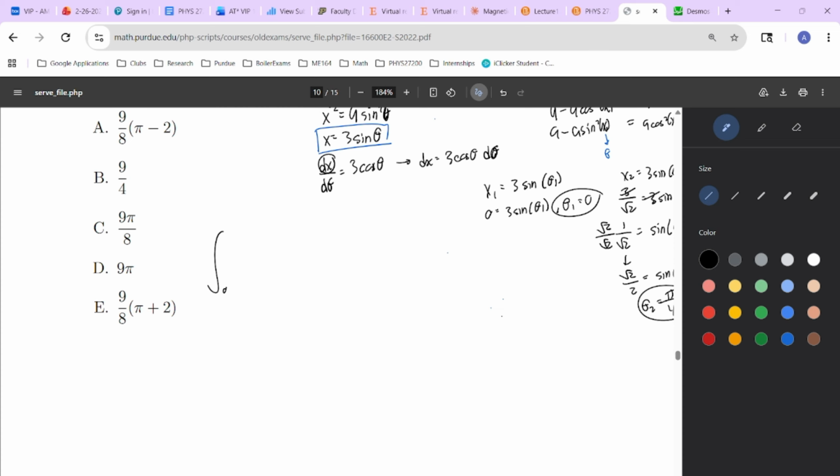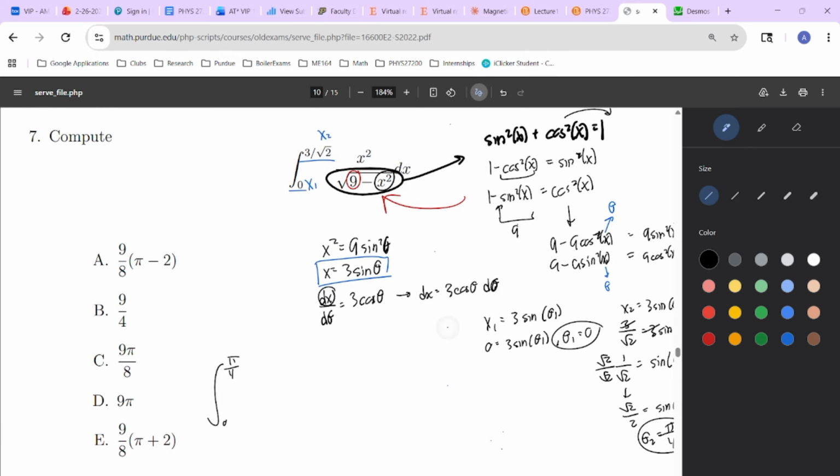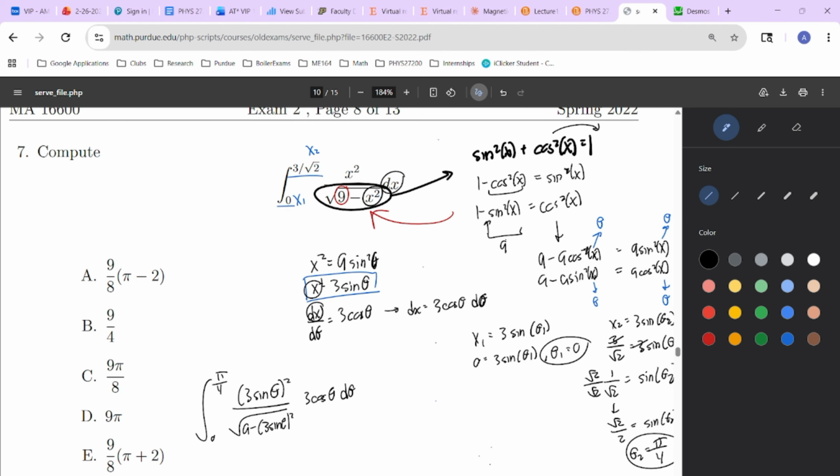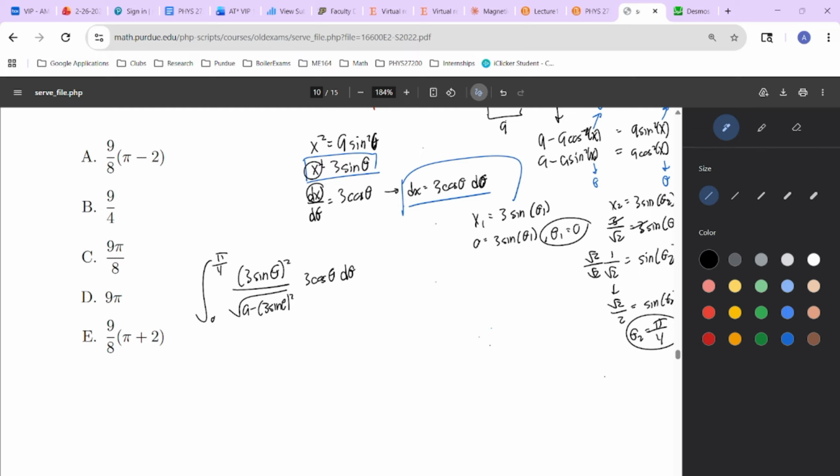The integral would be from 0 to pi over 4, as specified a second ago, of... Now we take this x, and we replace it with 3 sine theta. So 3 sine theta squared, and then square root of 9 minus 3 sine theta squared, and then 3 cosine theta d theta. I've pretty much automatically just swapped dx for its equivalent value of 3 cosine theta d theta, as found by this function here. This is the complete base change from our regular x values into theta coordinates.